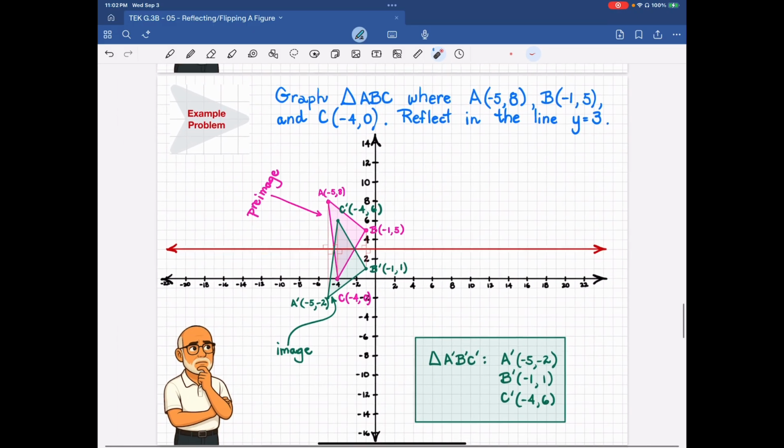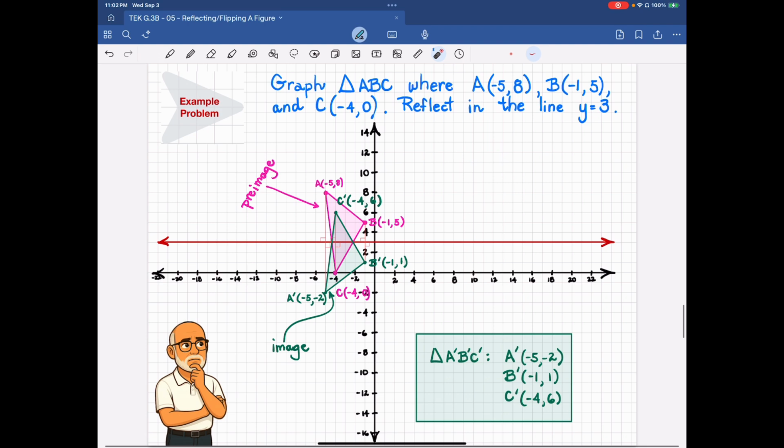I'm going to zoom out so you can see. And usually they will ask you for the vertices of the image. So that's what I included right here. Right over here, triangle A prime, B prime, and C prime. Here's A prime, here's B prime, and here's C prime.